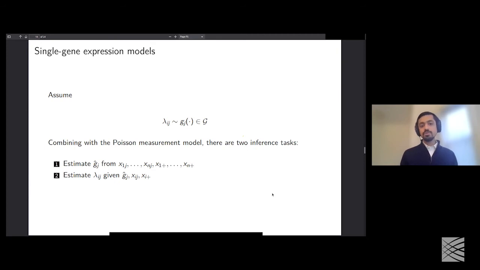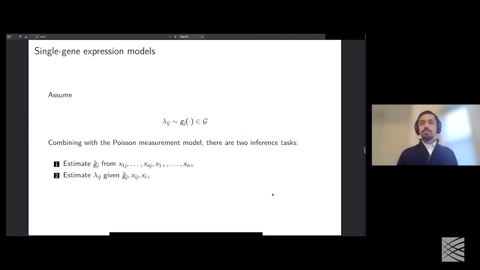This is a simplification too. You could imagine I would want one of these distributions for each of, say, 10 different cell types in my experiment. But let's just think about, okay, I have a population of cells that I think it makes sense to treat as a unit and to fit a single distribution to. We're going to call that distribution G_j, indexed by gene j. And what are the statistical problems that we need to solve? Having written down this model, we need to estimate G from the data, and we need to estimate lambda or some function of lambda given the estimates of G and the observed data.